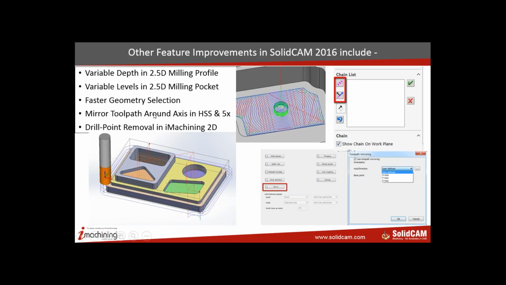We also, in 2016, have the option of being able to mirror the toolpath around an axis in HSS and the 5-axis strategies, which is very handy indeed, because it's quite often a thing where people will have a large part on a 5-axis machine, or indeed just an ordinary HSS operation, where they then want to mirror or copy this feature around an axis.